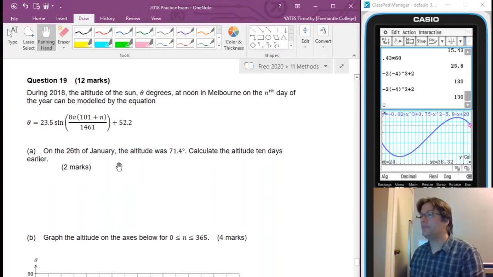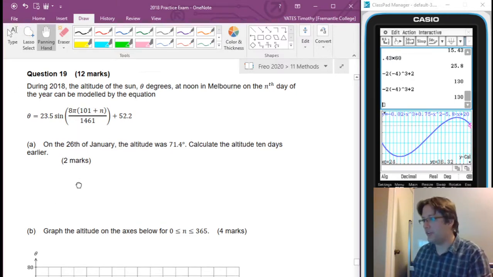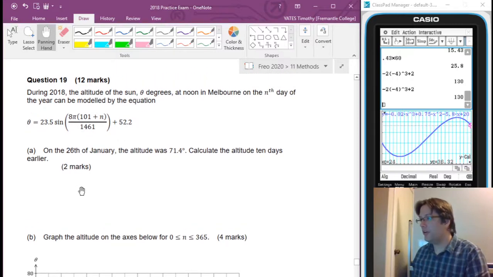Question 19. During 2018, the altitude of the sun, theta degrees at noon, can be modeled by this equation. Okay, this is going to be another can-you-use-the-calculator question. Let's have a look. On the 26th of January, the altitude was that. Calculate the altitude 10 days earlier. So it's going to be the nth day of the year. So we know that n is going to be 16.